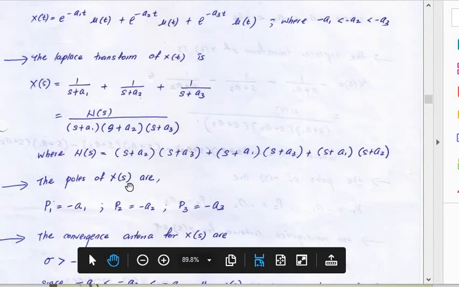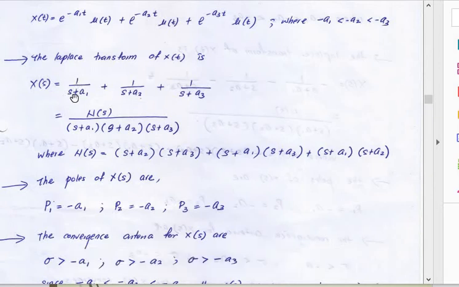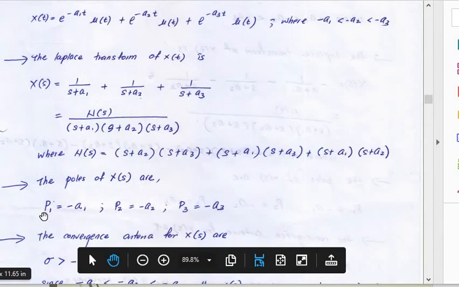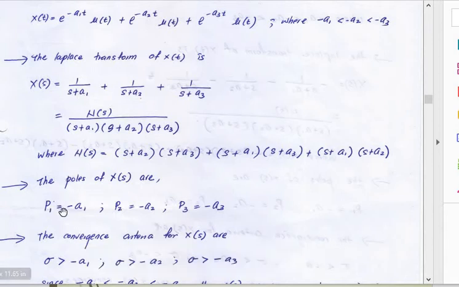Okay, what are the poles of X(s)? You have terms of the form 1 over s plus a. So the first pole, P1, is at s equal to negative a1. Pole 1 is negative a1, pole 2 is equal to negative a2, and pole 3 is equal to negative a3.